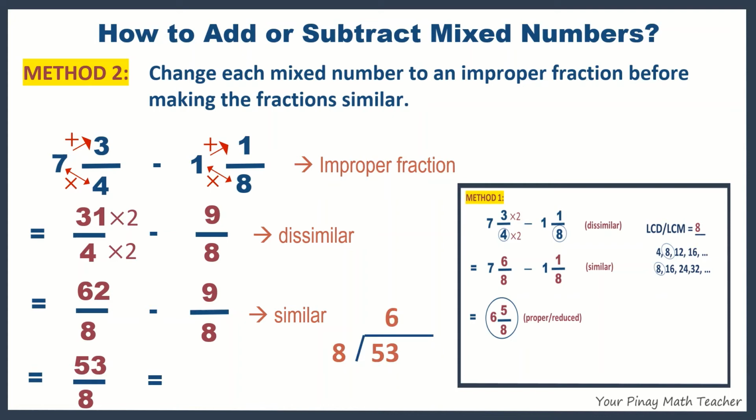So we divide 53 by 8, we get 6 and a remainder of 5, or 6 and 5 over 8. So this is the final answer.